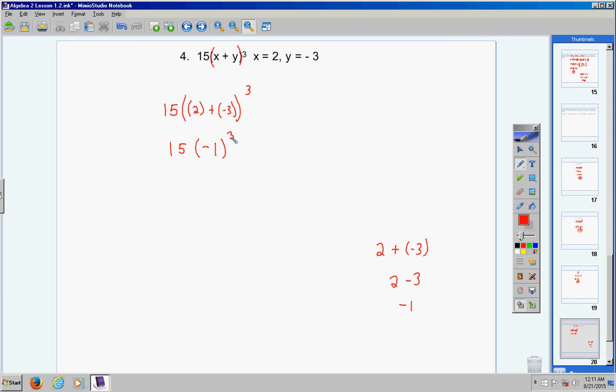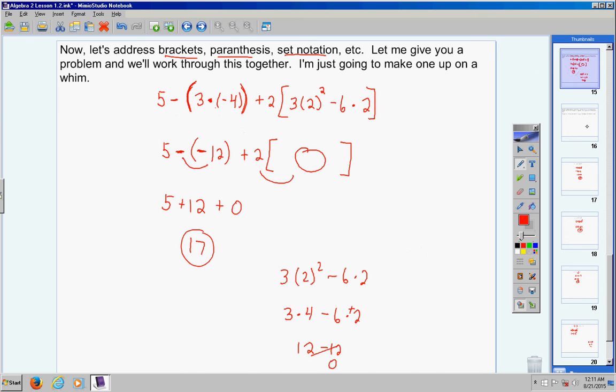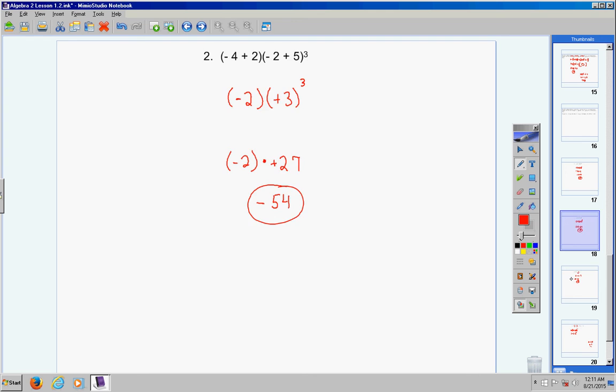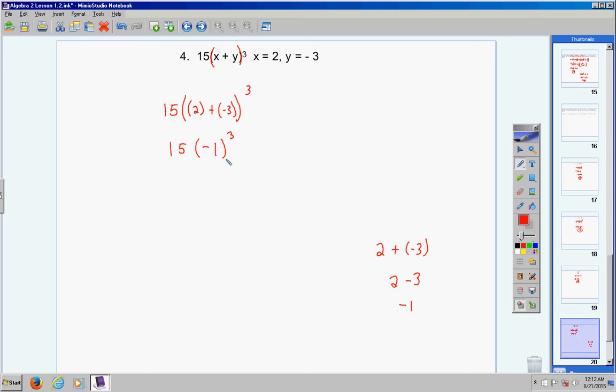Alright? Now, okay, sorry about that. Now, this entire parentheses here was simplified down to negative 1. So now I've got negative 1 times negative 1 times negative 1, or in other words, negative 1 to the third power.